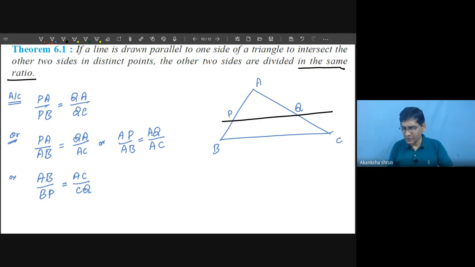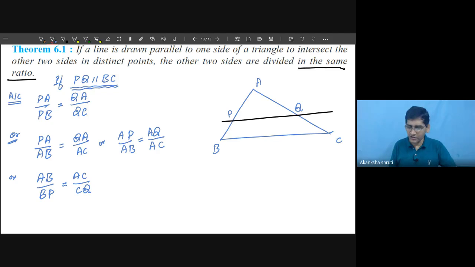So these are the various possible ratios. You may write a few more kinds of ratios. The important thing is that the line PQ is parallel to BC, then only these ratios can hold good. Means here, if this PQ is parallel to BC, then only these ratios can be written.